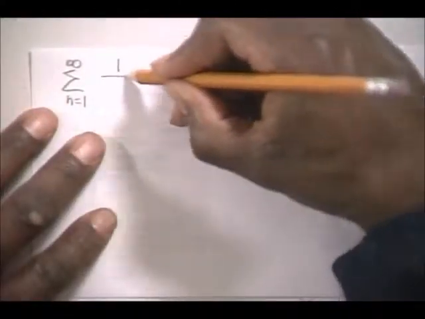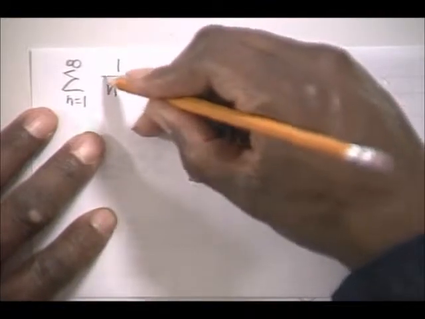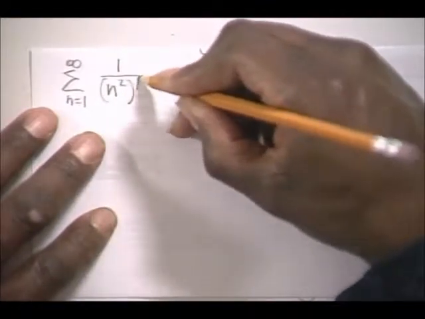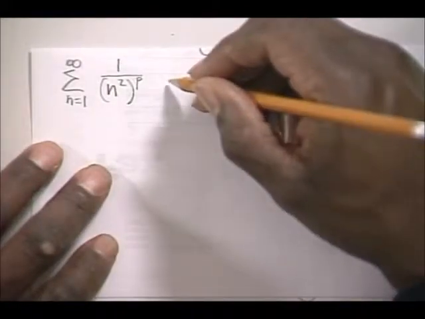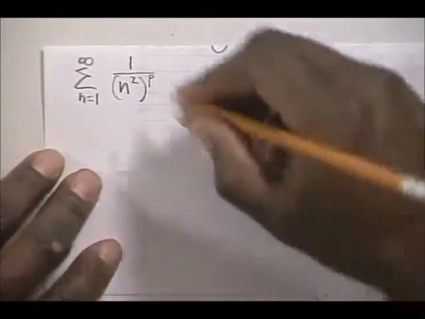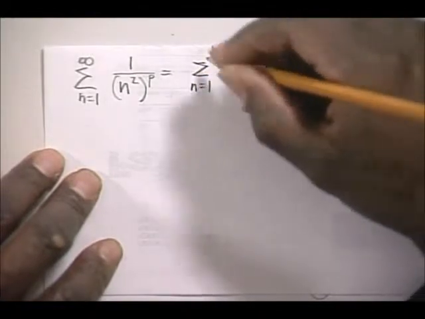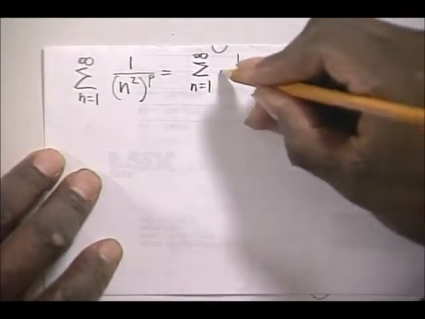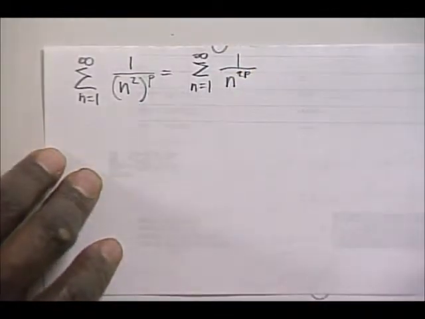All right, so over n squared, and this is raised to the p power. So the question here is, for what values of p does the series converge? Well, what I'd like you to be able to see here is you could rewrite this as the sum from n equals 1 to infinity of 1 over n to the 2p power. I'd like you to be able to see that's a p series.